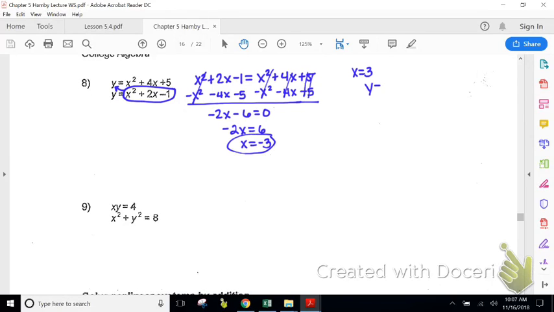So do you want to use the first equation or the second one? The second one? Okay, so we're going to use x squared plus 2x minus 1, and we're going to plug in x is 3. Oh, it's negative 3. That makes a slight difference, doesn't it? Yeah, so this should be a minus 6. And so we get 2. And so we only have one ordered pair on this one.